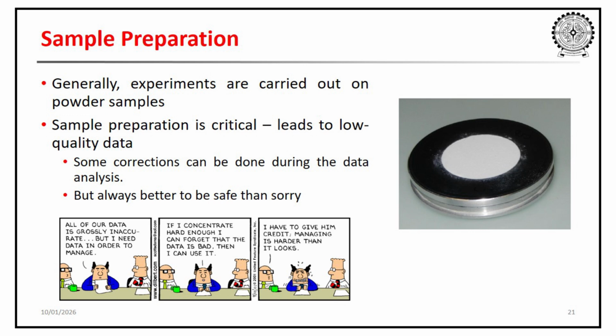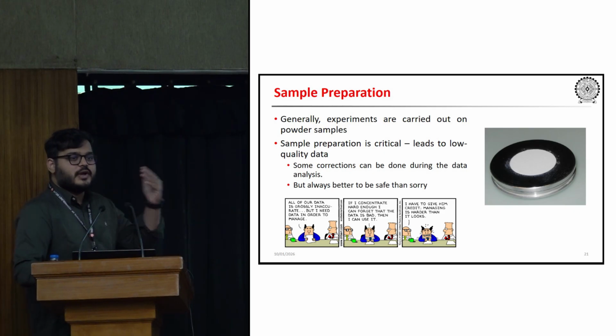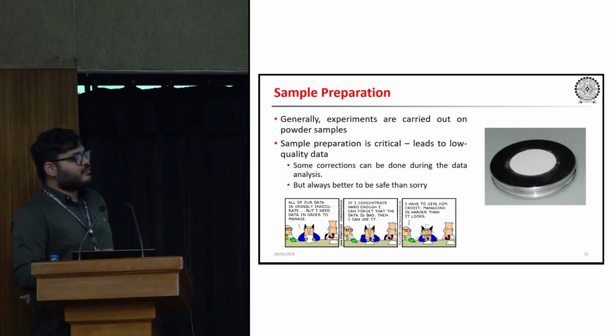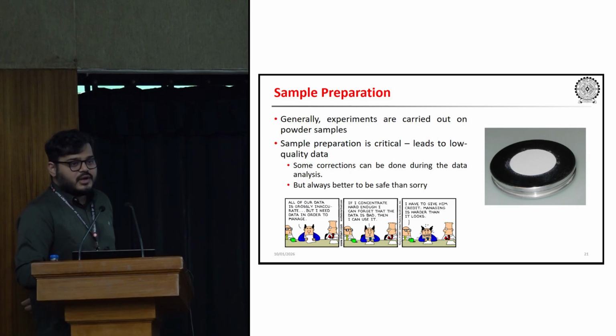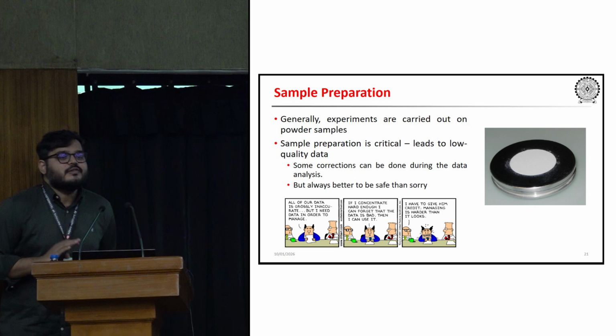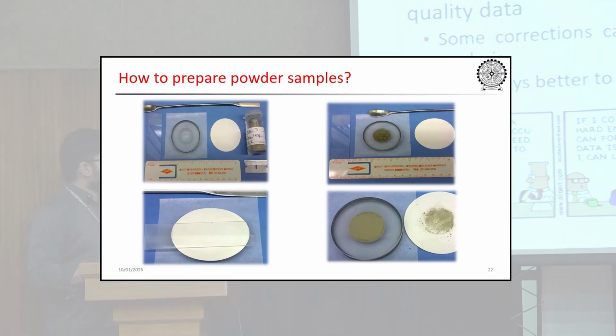So how to prepare a good sample for the XRD? Generally, experiments are going to be carried out on powder samples. If you want to work on hydrated samples, you could also cut some slices and do the XRD analysis directly on those as well. What is important to stress here is that sample preparation is very critical. If your sample preparation is poor, that is going to lead to very low quality data. You can do some kind of corrections during the data analysis, but it is always better to ensure that your sample preparation is good to collect good quality data.